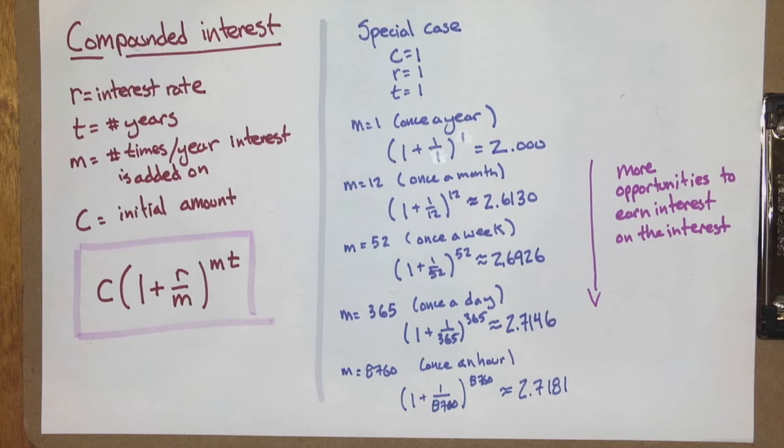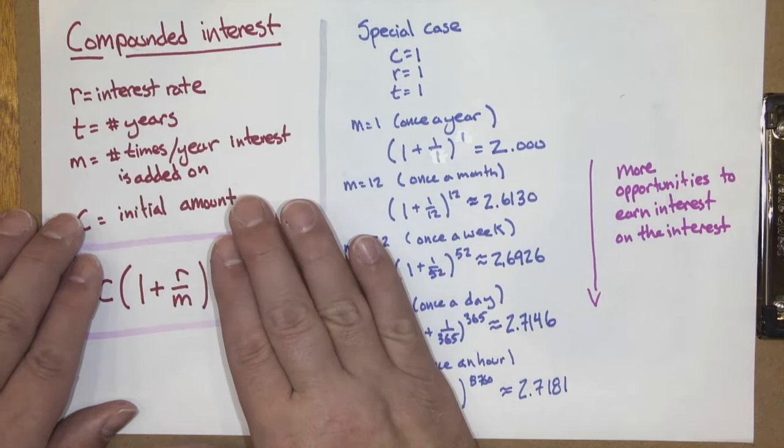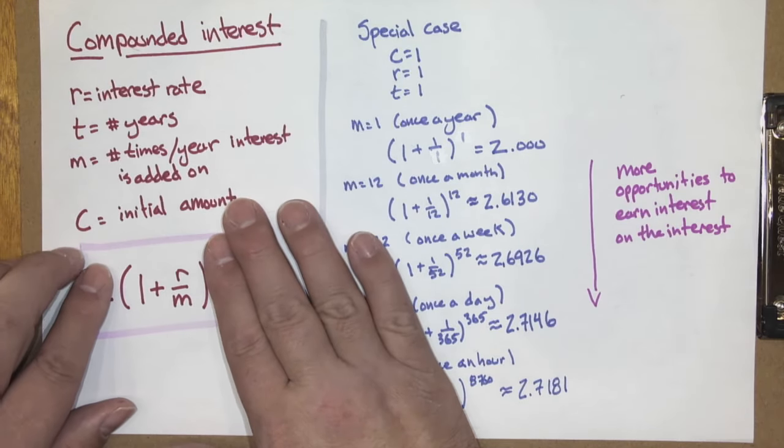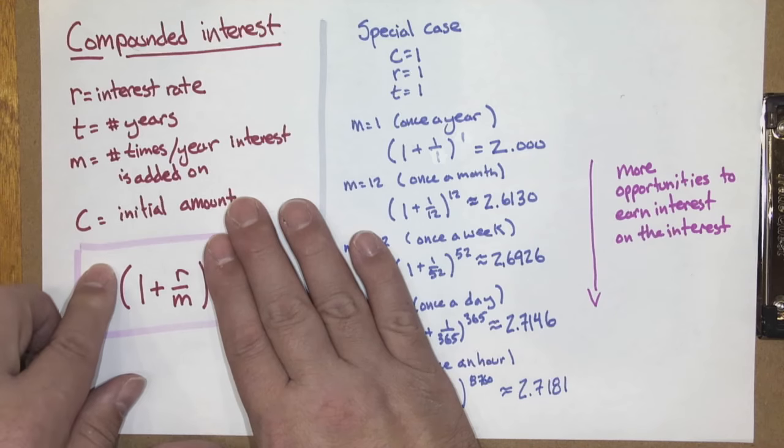Well, the question we want is, how much do you have if you have your initial investment, C, your rate of return, or your interest rate, you invested for some number of years, T, and then M, that's how many times you're getting a return. So maybe you get it once a year, twice a year, 100 times a year.